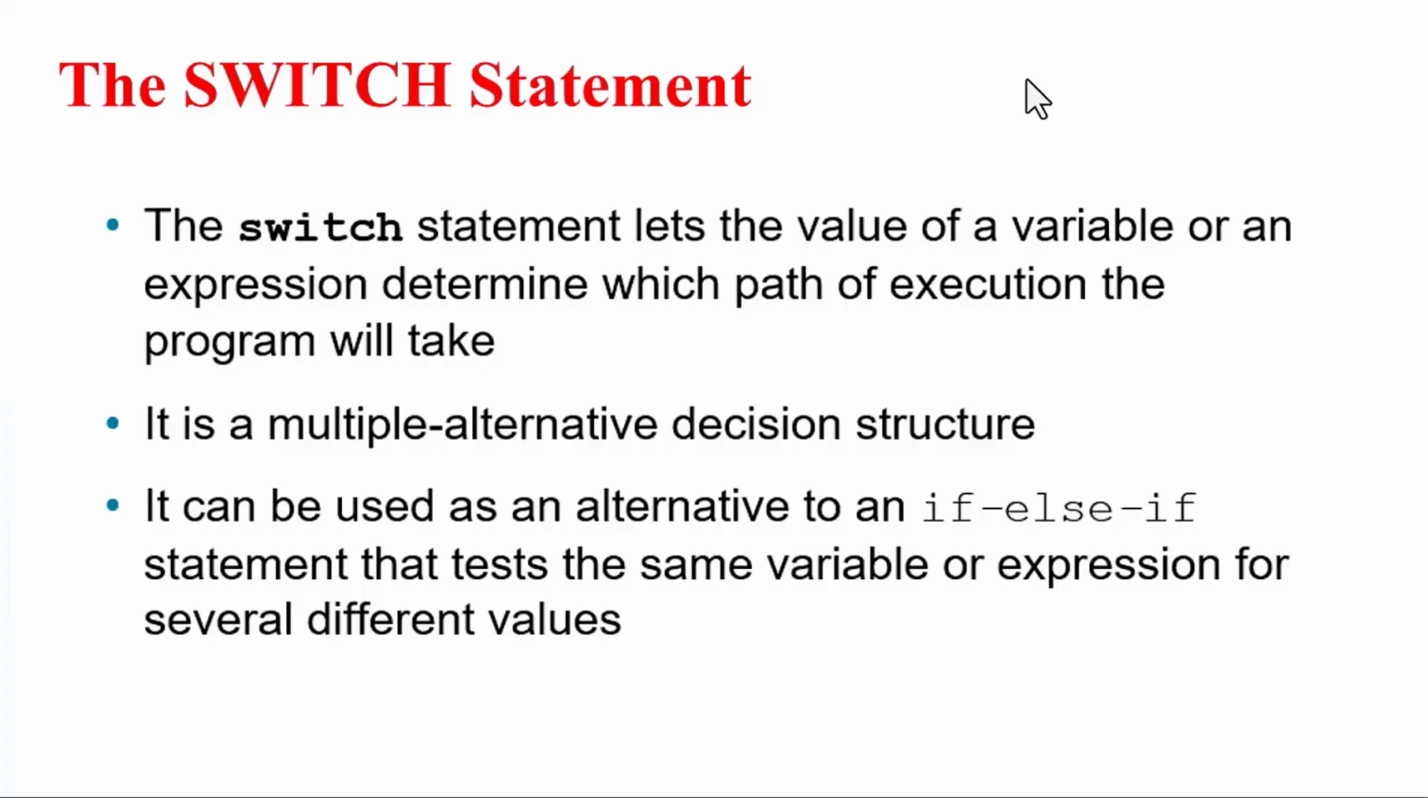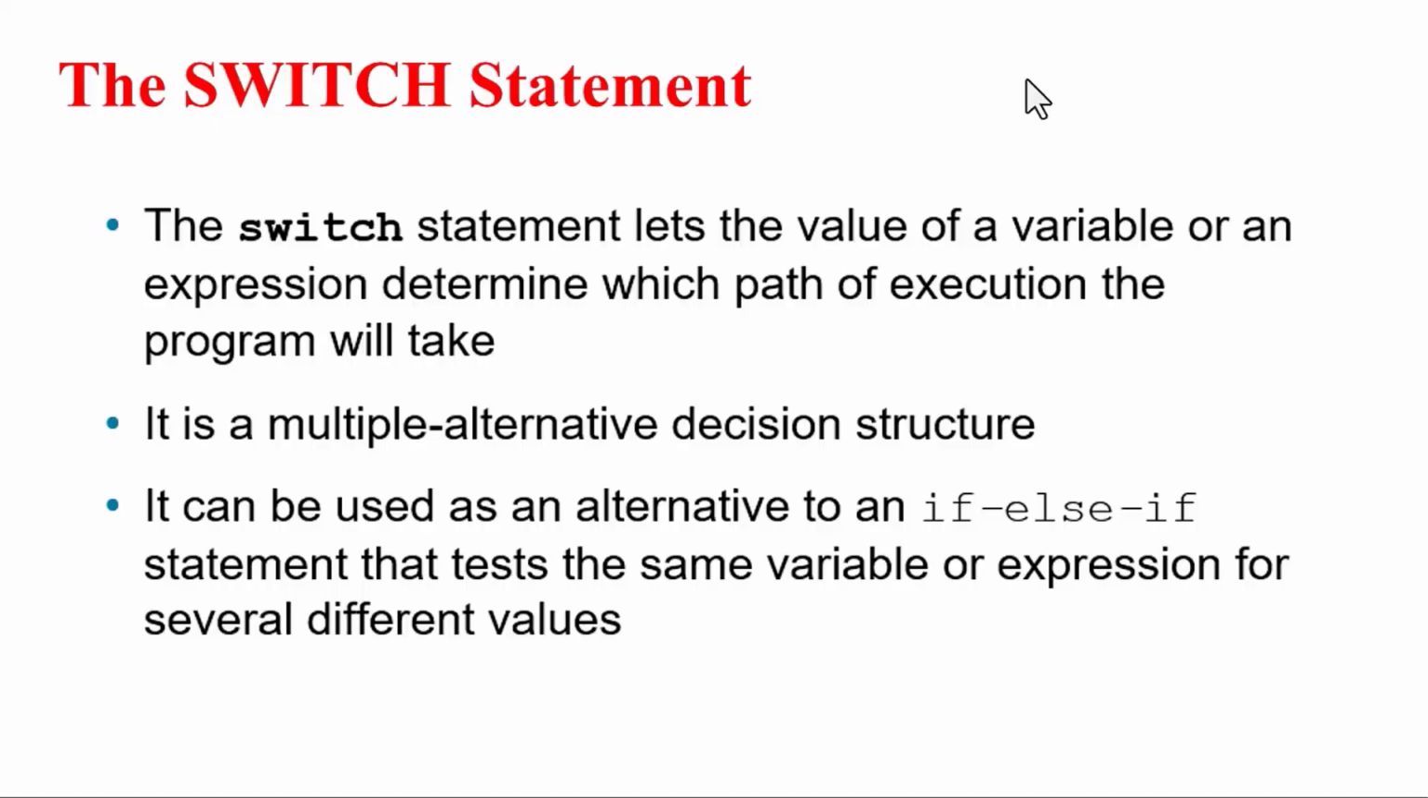Okay, let's take a look at the switch statement. The switch statement lets you take a value of a variable or an expression to determine which path of execution the program should take. It basically is a simplified if-else-if. It's a multiple alternative decision structure, and it can be used as an alternative to an if-else-if statement that tests the same variable or expression for different values. What does it all mean?